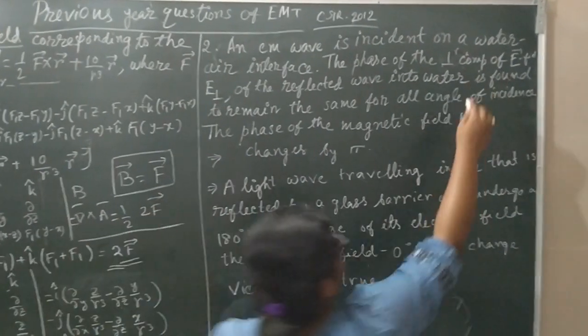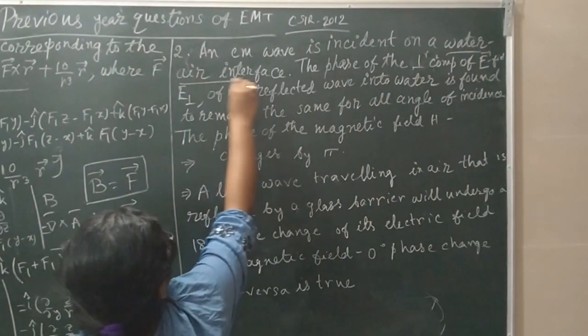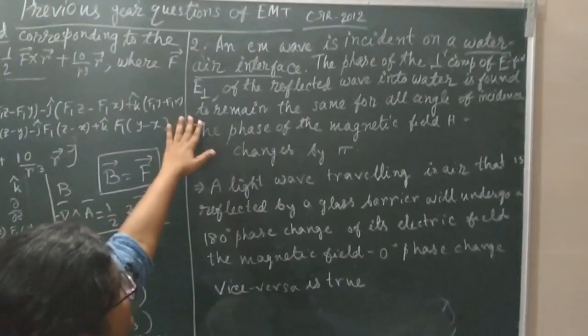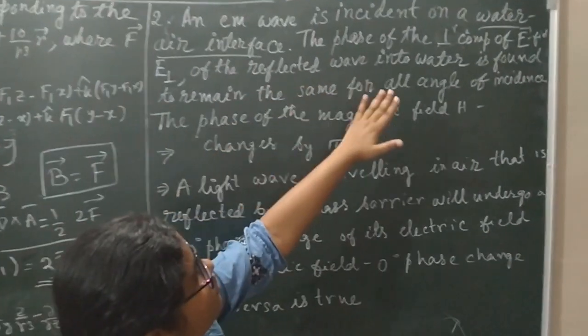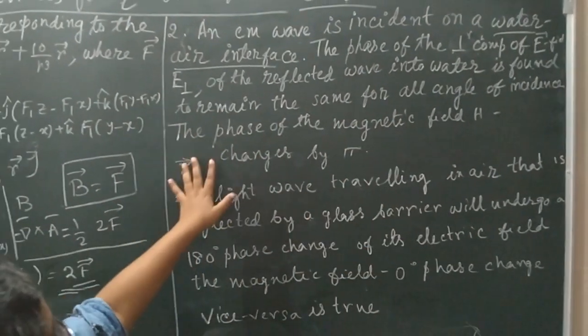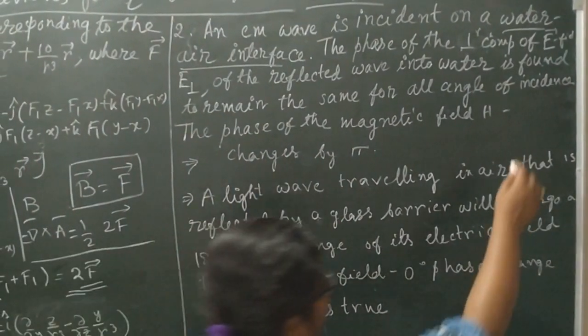An electromagnetic wave is incident on a water-air interface. The phase of the perpendicular component of the electric field, E perpendicular, of the reflected wave into water is found to remain the same for all angles of incidence. The phase of the magnetic field is how much?